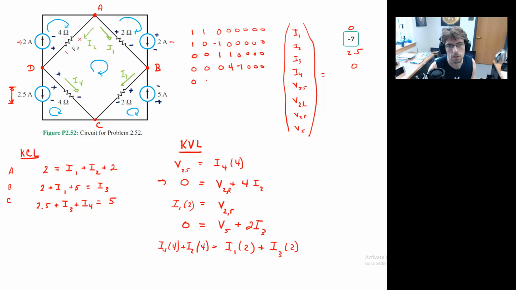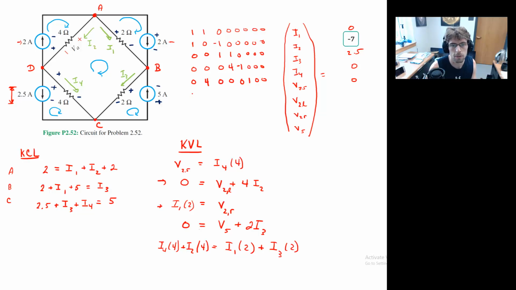Here, 4, so I have 0, I2 has a coefficient of 4, 0, 0, 0. Now my 5th position is the voltage 2. So I'll put 0, 0. There we go. And this whole thing is equal to 0. So you see, you have to be a little disciplined when you're writing down your equations here.